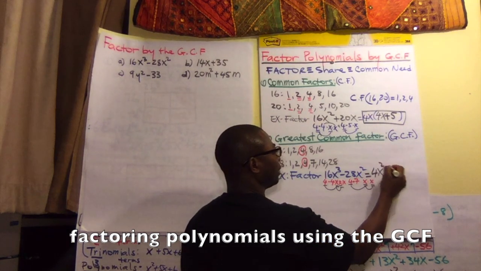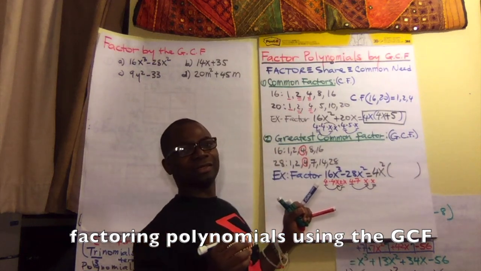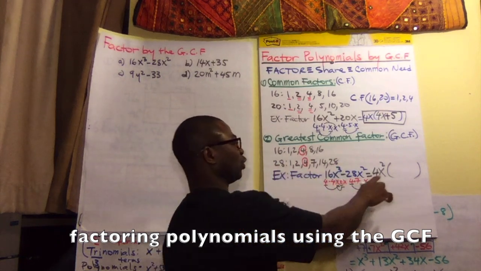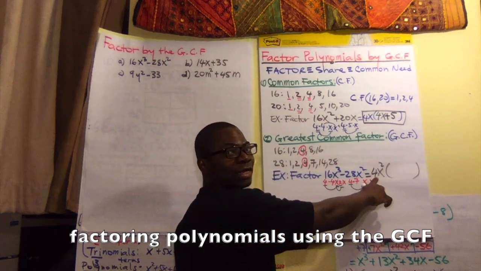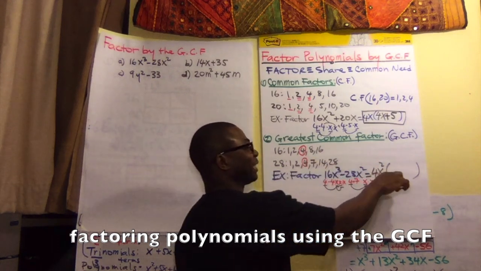4x squared. Whatever they have in common, remember, it's public property. Okay? It's in the living room. It's for everybody to share. So whatever they have in common, stay outside so they could share. Whatever is left over is private. It goes inside the room.